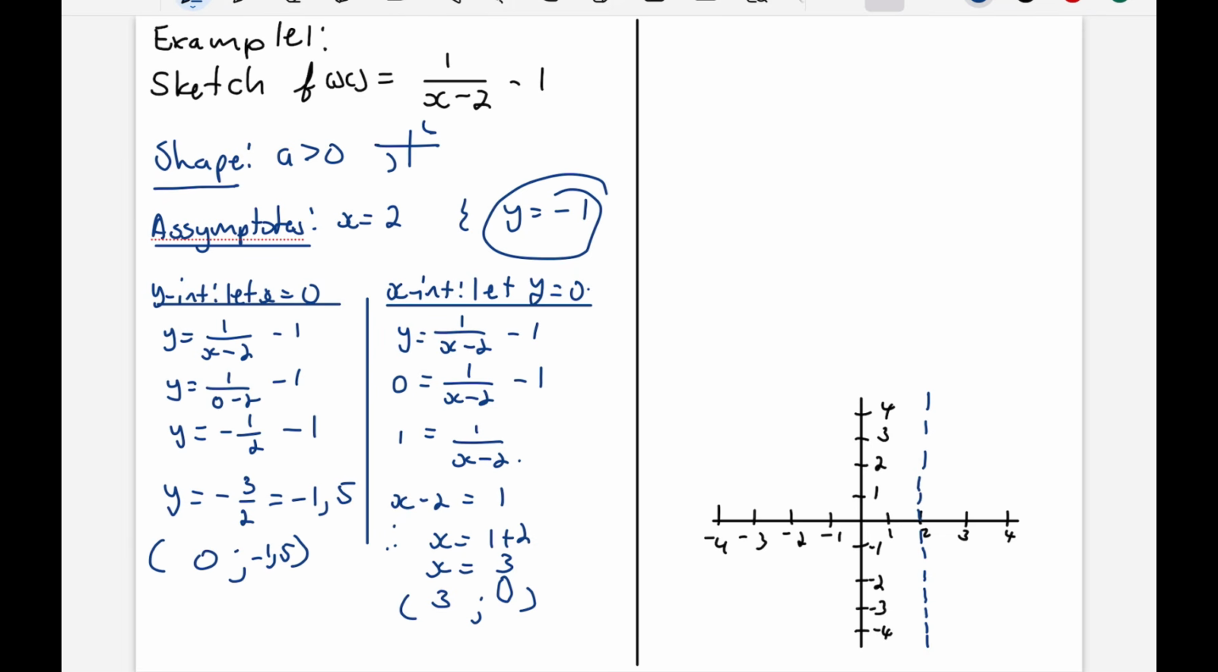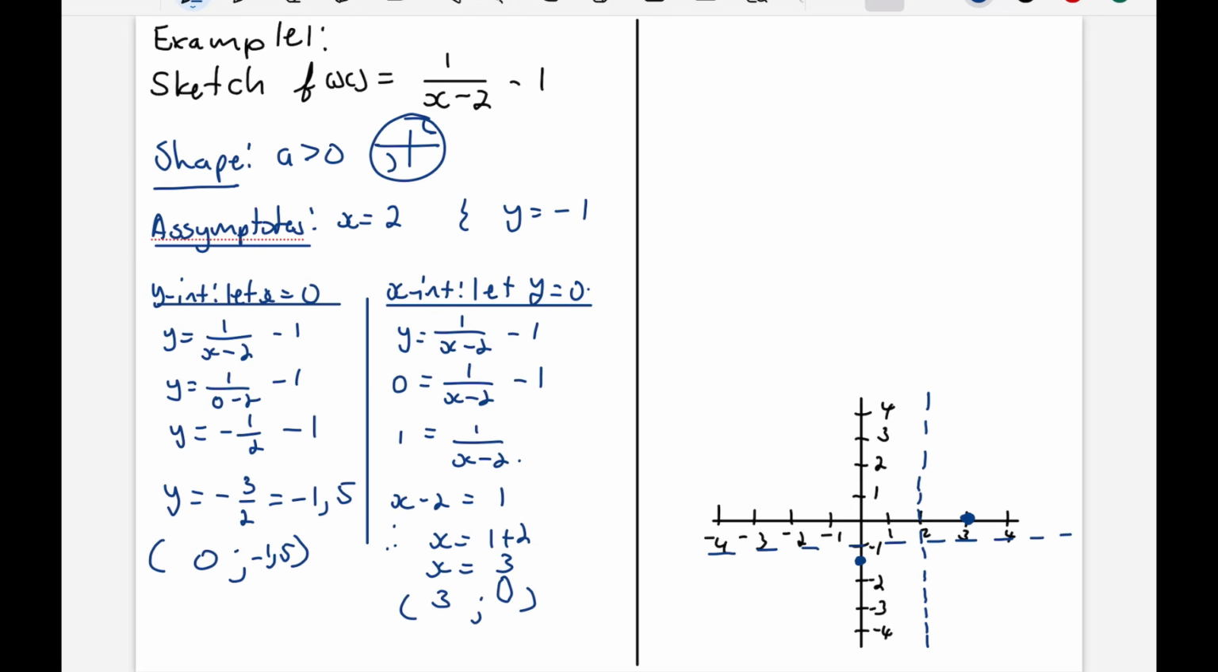The other asymptote is y is equal to minus 1. At a y value of minus 1, we will draw a horizontal line. That's the line that collects all the points that have a y value of negative 1. Now the y-intercept is at negative 1 comma 5. So this graph cuts the y-axis at negative 1 comma 5. That's right here, between negative 1 and negative 2. We have an x-intercept at 3, meaning the graph touches the x-axis at 3.